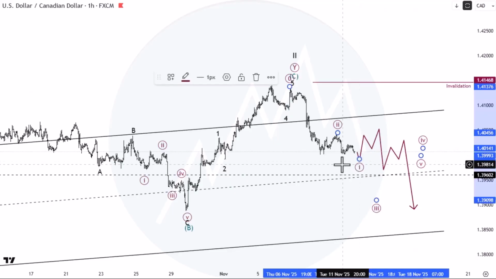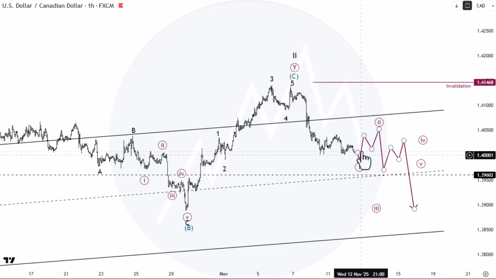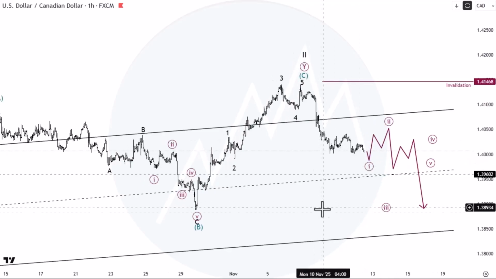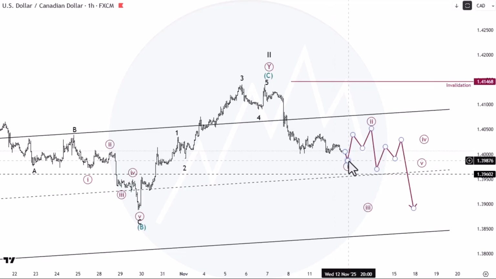We can count this as wave 1, 2, 3, 4 and 5, like an ending diagonal and an impulsive move, a little impulsive move within the 15-minute time frame. So we need to wait for the pattern below 1.4. The market arrived and reacted, first low below level.